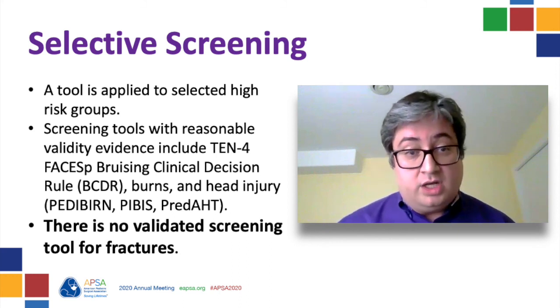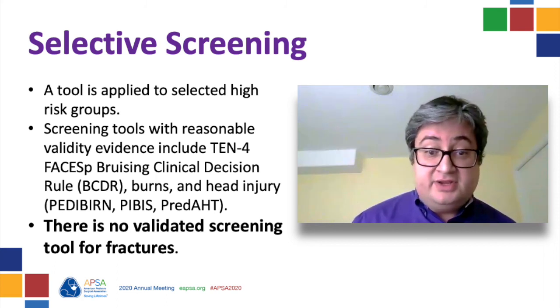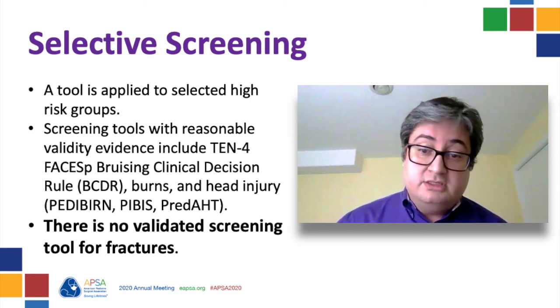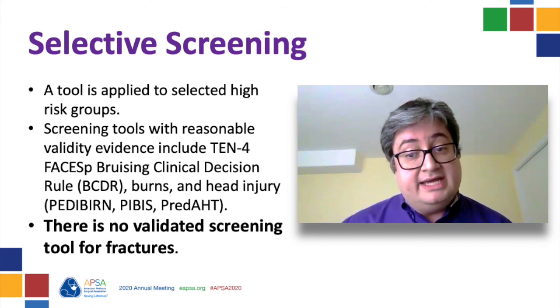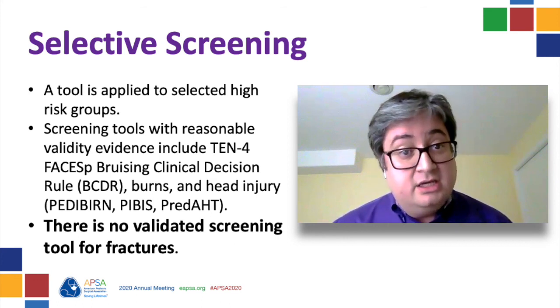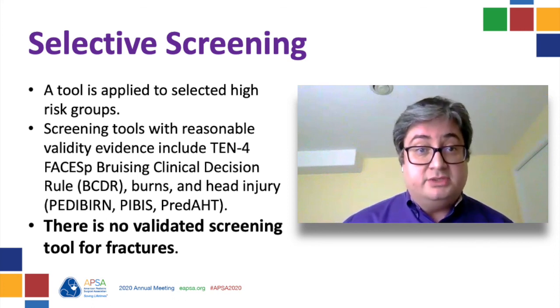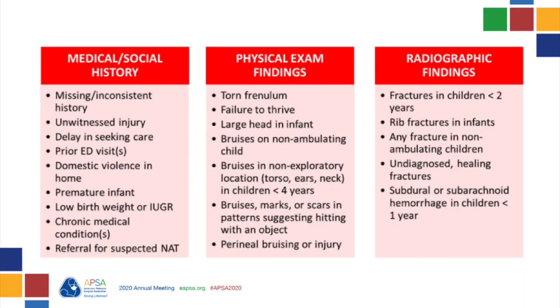So instead, we have recommended a selective screening so that certain key findings, what we call red flags, trigger a child abuse workup. Importantly, and what Hallie has pointed out, is that there are several screening tools, such as the TEN-4 FACES-p bruising tool, certain high-risk burn patterns, as well as 3 validated abusive head trauma screening tools that are indicative of abuse, but there are none for skeletal injuries. As a quick example, the Mary Bridge Children's Hospital Screening Tool was included as an appendix in the TQIP Best Practice Guideline.